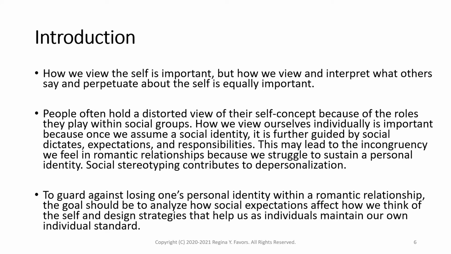How we view the self is important, but how we view and interpret what others say and perpetuate about the self is equally important. People often hold a distorted view of their self-concept because of the roles they play within social groups. How we view ourselves individually is important because once we assume a social identity, it is further guided by social dictates, expectations, and responsibilities. This may lead to the incongruency we feel in romantic relationships because we struggle to sustain a personal identity.